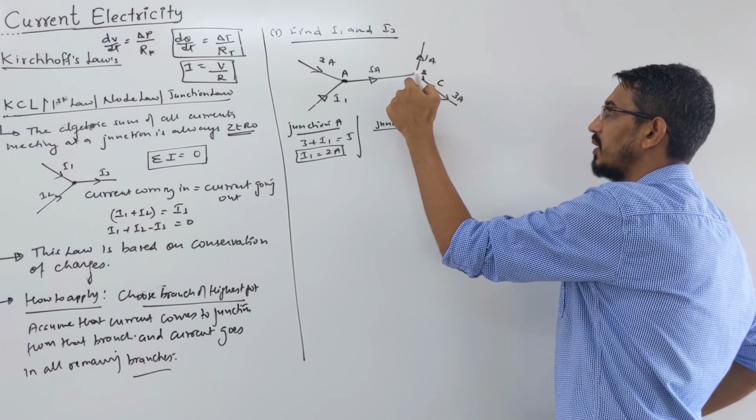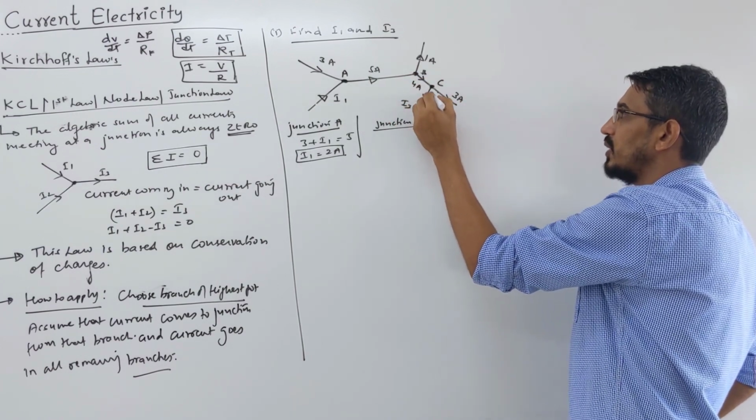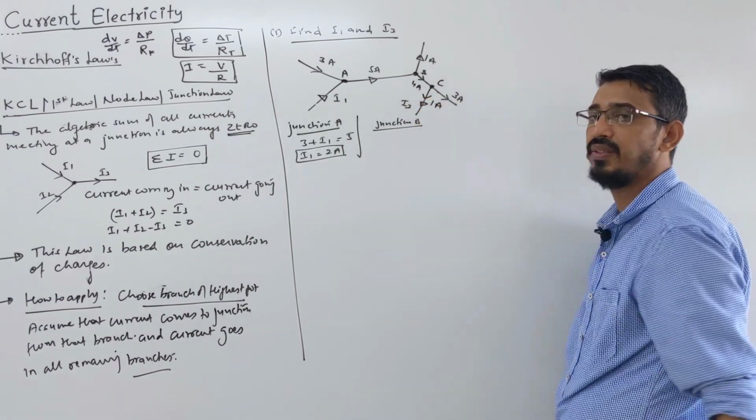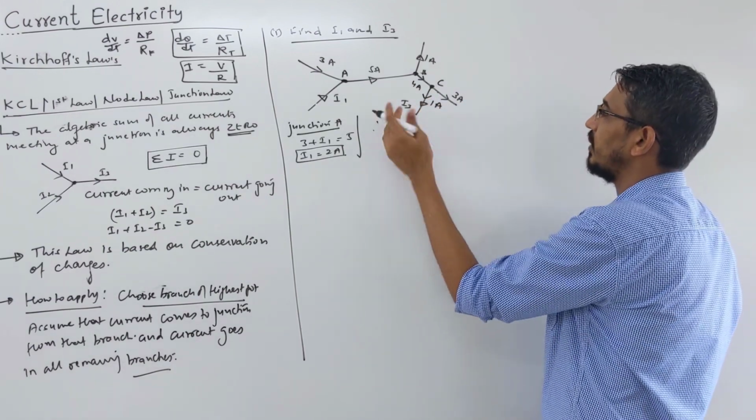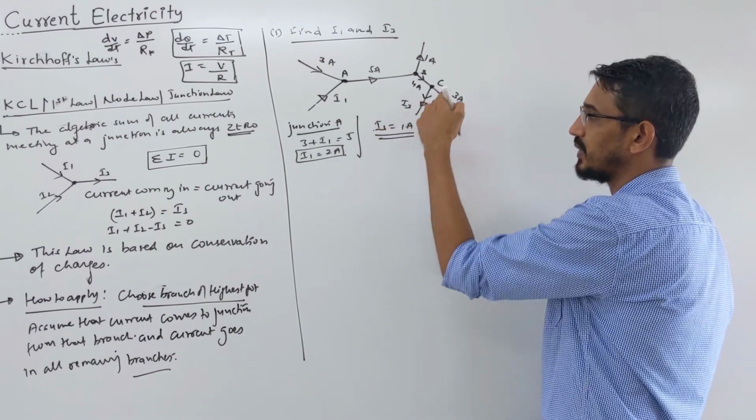So at this junction, how much current is coming? 4 ampere coming. How much is going in this branch? 3 ampere. So how much should go in this branch? Obviously 1 ampere. Correct? Yes. So no need to write all these things. Just say that your I3 will be 1 ampere. Hope you are understanding this.